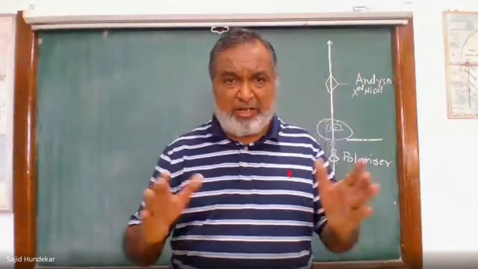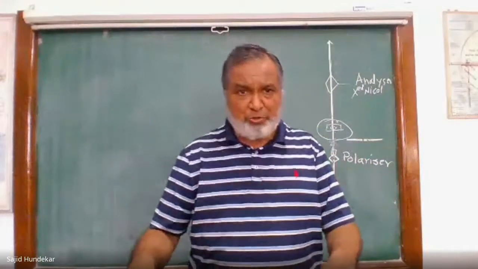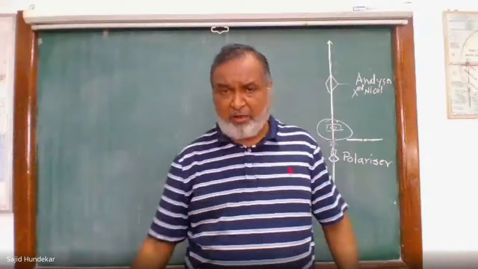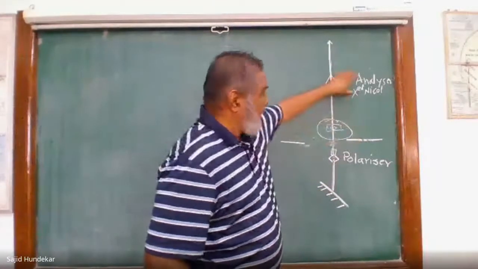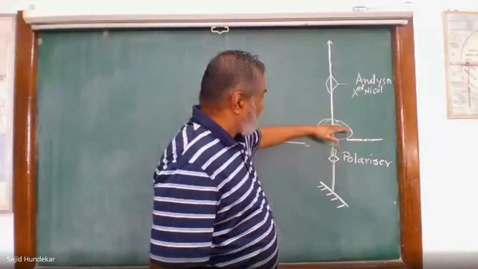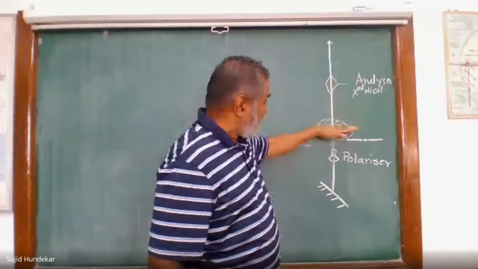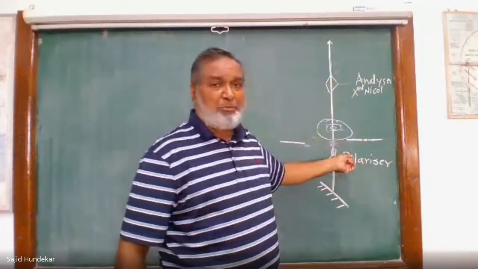Can anybody give me the various parts of the microscope? Have you understood them? Sir, polarizer. Polarizer is a Nicol prism. Analyzer is also a Nicol prism. The one present above is the analyzer, and the one present on the lower side is called the polarizer.